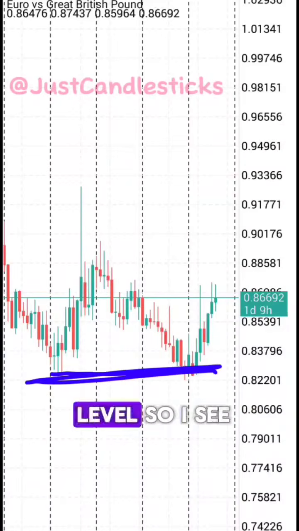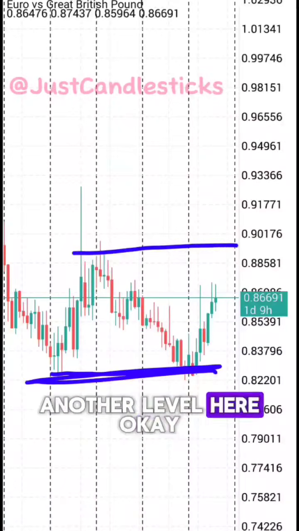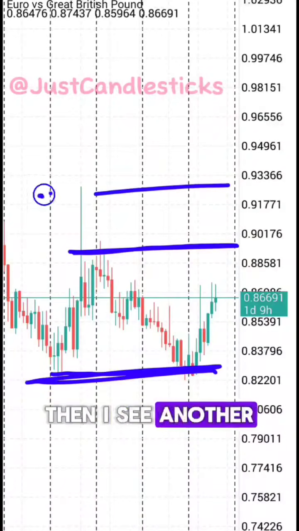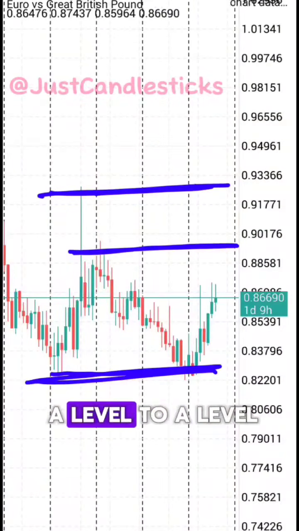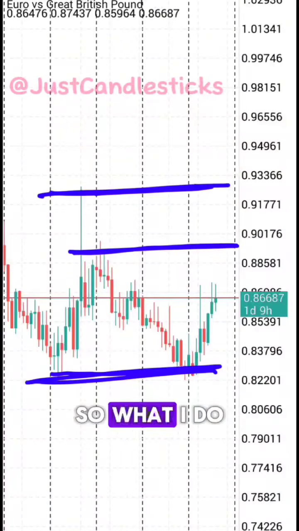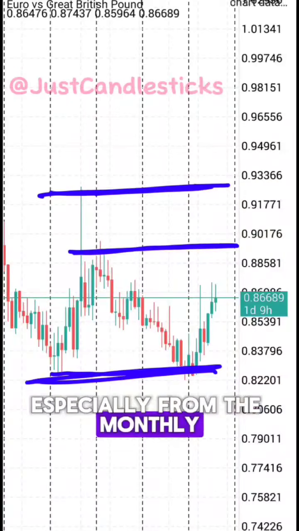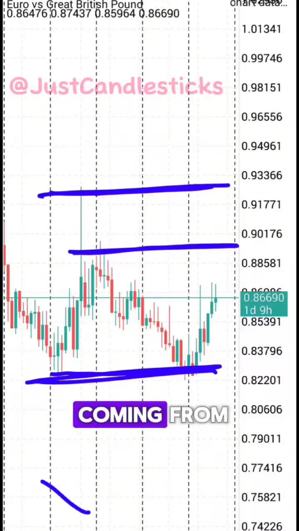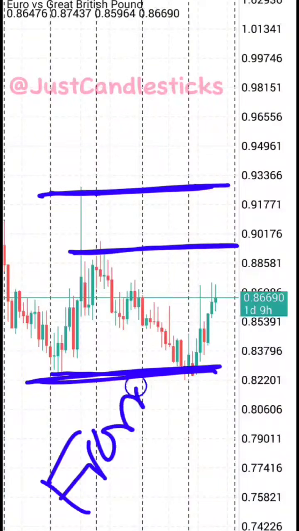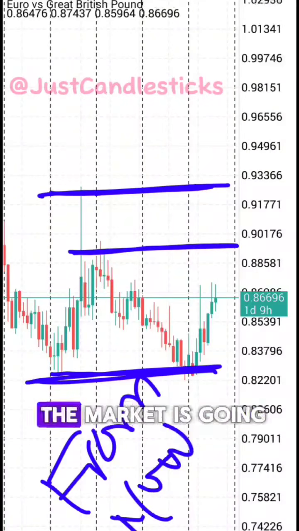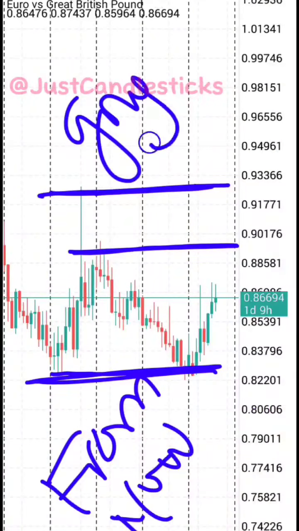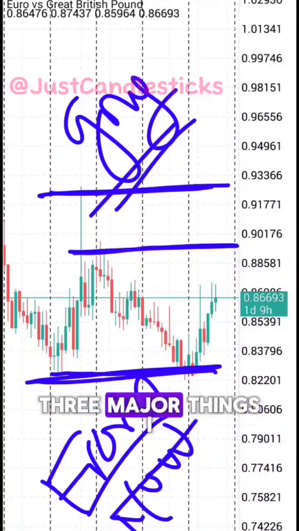Okay, so this is a level. I see another level here, then I see another level here. Like I said yesterday, the market is moving from level to level. So what I do when I come into the chart, especially from the monthly, is I want to know where the market is coming from, where the market is now, and where the market is going. These are the three major things I look for.